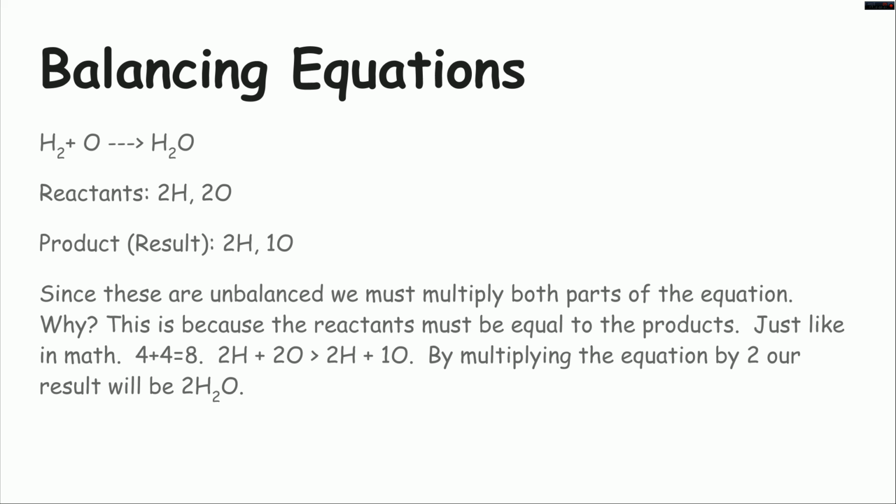Balancing equations. H2 plus O to H2O. The reactants are 2H and 2O. The product, also known as the result, is 2H plus 1O. Since these are unbalanced, we must multiply both parts of the equation.